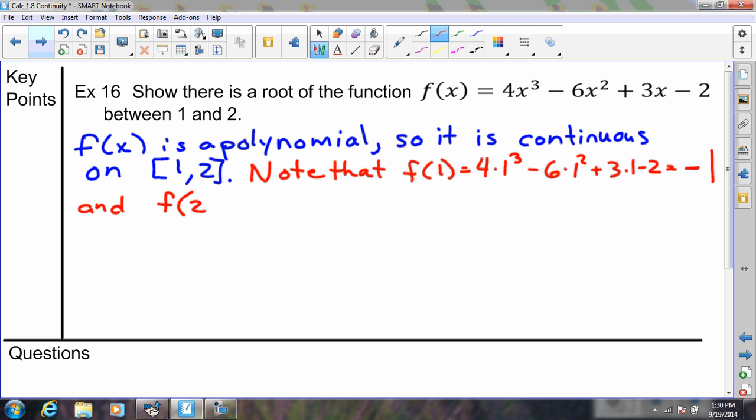Now we need f of b, which is f of 2. So 4 times 2 cubed minus 6 times 2 squared plus 3 times 2 minus 2. Okay, 2 cubed is 8. So 4 times 8 is 32. 2 squared is 4. 6 times 4 equals 24. So we have 32 minus 24, which equals 8. 8 plus 6 is 14. 14 minus 2 equals 12. So specifically, we get positive 12.